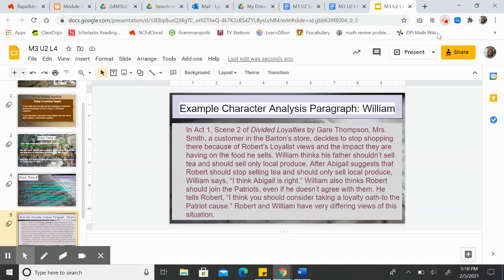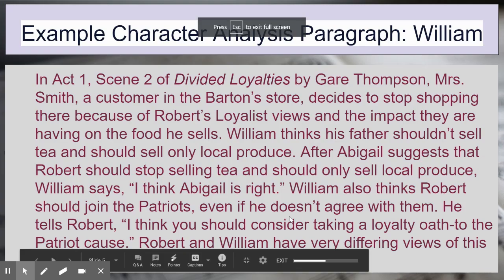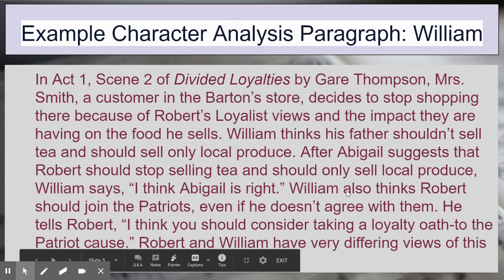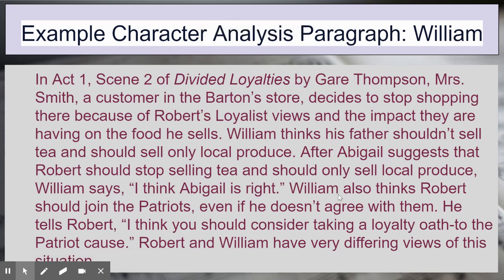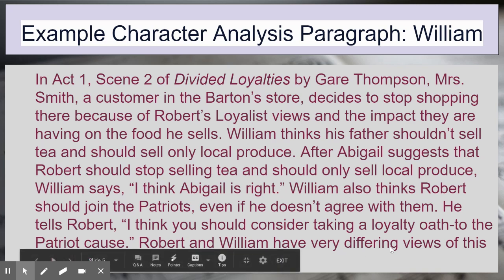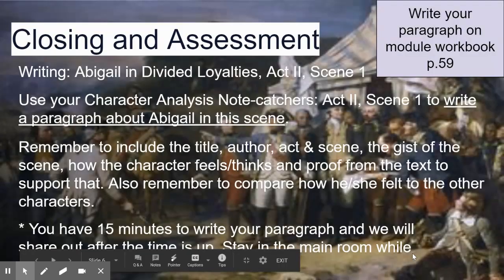After the gist, it tells what the character thinks or feels. And hang on, crazy children. Okay, sorry. After what the character thinks and feels about what happened in the act and scene, we have proof from the text. Okay, and then it talks about how the characters' views are different in that act and scene. So that's what you're going to be doing.